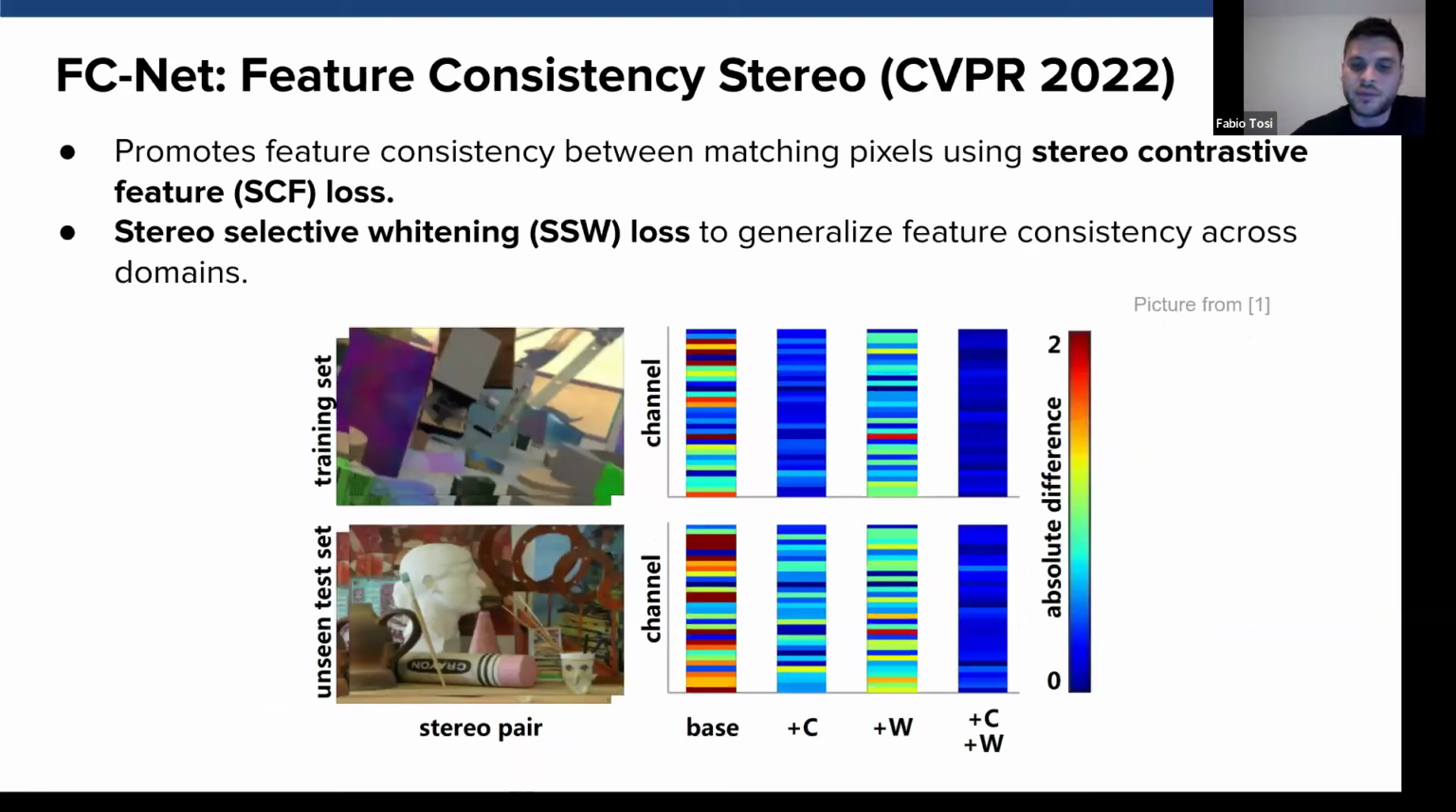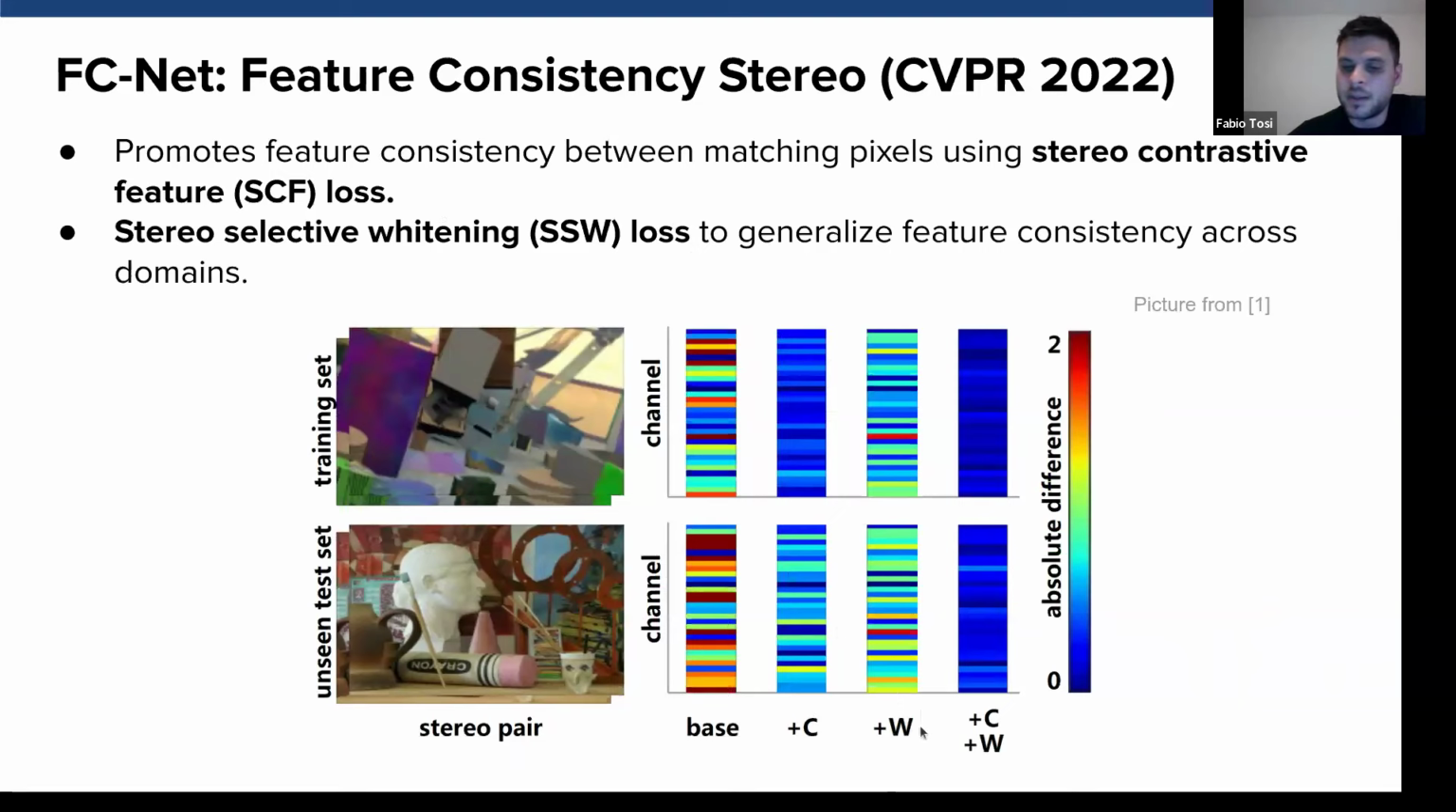And as you can see from this picture here, we can notice the contribution of each single loss proposed by the authors. Starting from the baseline architecture, of course, they demonstrate this using several 3D stereo architectures existing in the literature. And you can notice that the baseline architecture is not capable of preserving the feature consistency between corresponding points. If we apply the contrastive learning loss, you can notice that the feature consistency is notably improved for images in the training set. It is also slightly improved in the unseen test set.